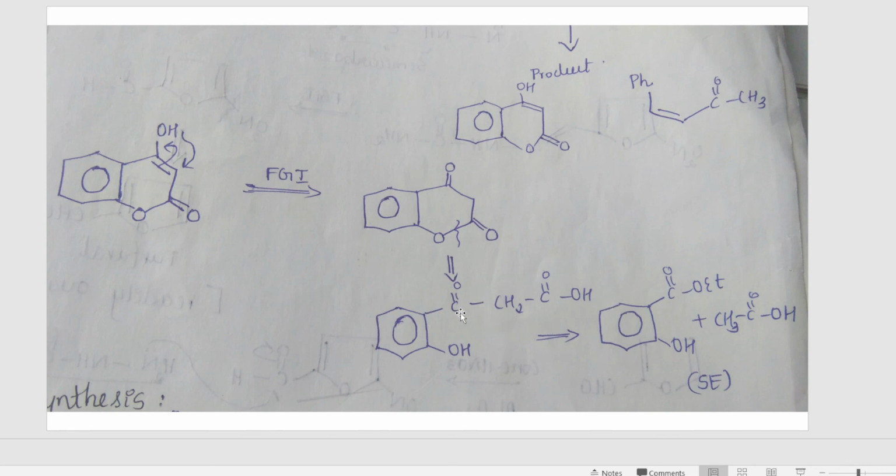This carbon you will write with a plus charge. What are the synthetic equivalents for that? For this part, since it has a minus charge, you just add one hydrogen. So you'll get CH3 C double bond OH, and this part you can write OEt.